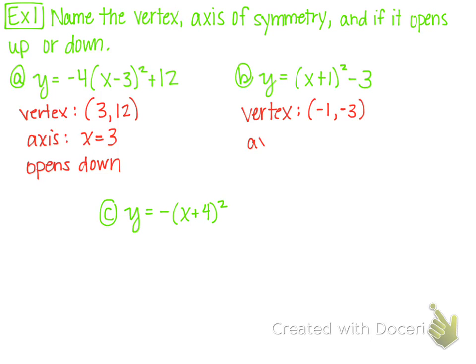Now our axis of symmetry, we're going to get from our vertex. It's always x is equal to whatever x is in that point. So we have x is equal to negative 1. Then lastly, we need to take a look at our a and see if it's positive or negative. Now, there actually is not a number written there, but remember what's understood is that we have a 1 there. In this case, we're going to have a positive 1. So since a is positive, it's going to open up.